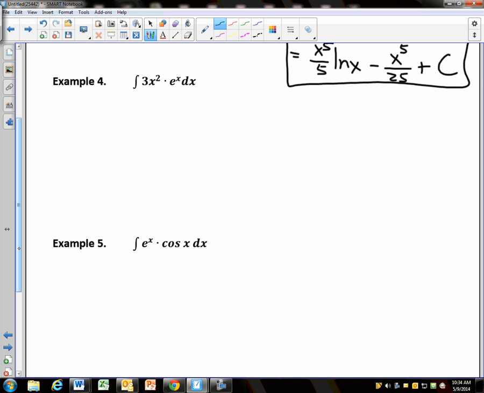What's F? What's G? If G terminates, we want it to terminate because the derivative of 3x squared is 6x, and derivative of 6x is 6, and that's going to be to our advantage. Notice e to the x, what's the antiderivative of e to the x? What's the derivative of e to the x? So it really doesn't matter what e to the x is. It has the same function either way.